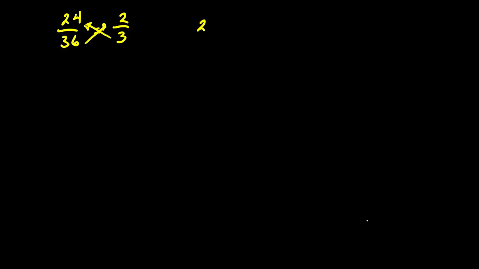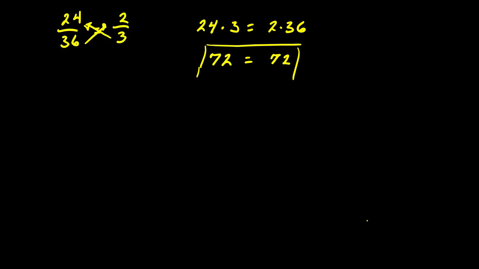So this is going to be 24 times 3 equals 2 times 36. This looks like 72 equals 72. So I got this identity. And if I got that identity, which is what I'm really wanting, then that's a check. I'm likely to have done everything correctly.